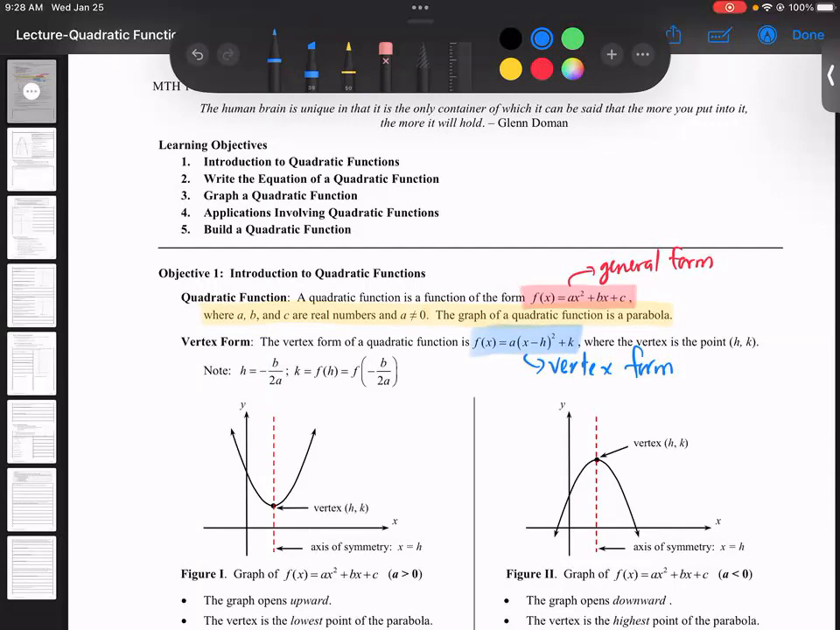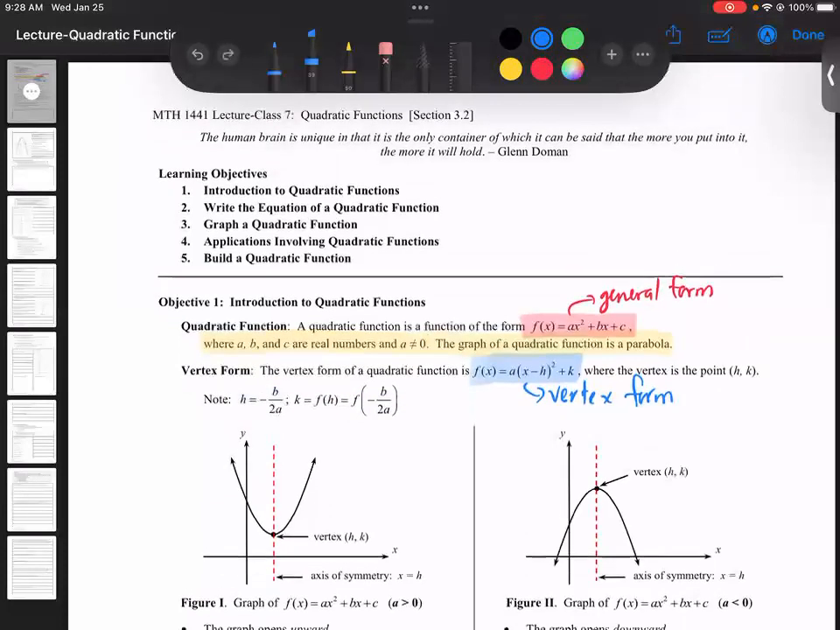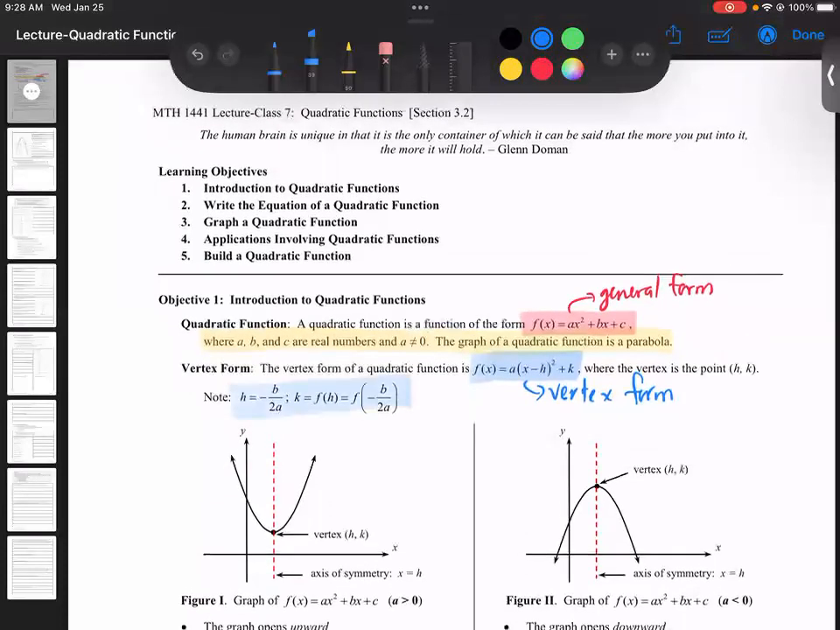Now, if I give you the general form and I ask you to calculate the vertex for me, then you would use this formula. The x coordinate h, it kind of corresponds to x, right? Is -b/2a. And once you have h, you want to find y or k. You just plug it into the function, right?